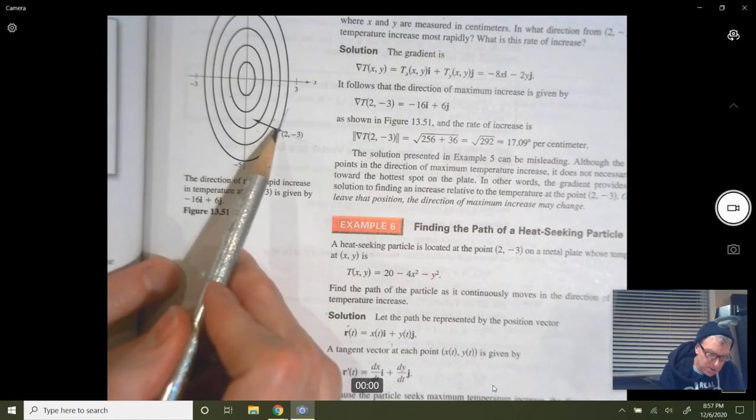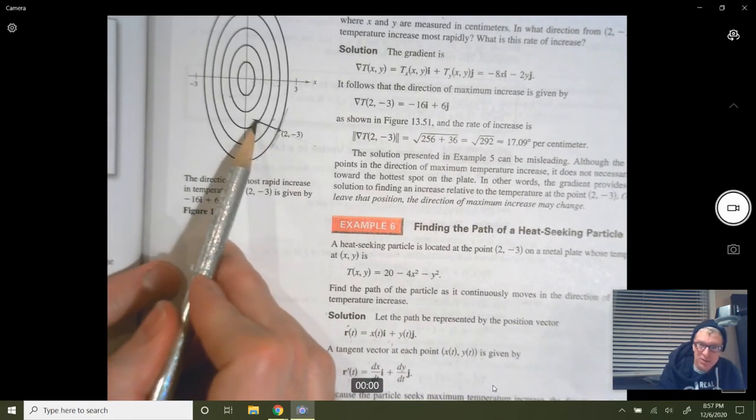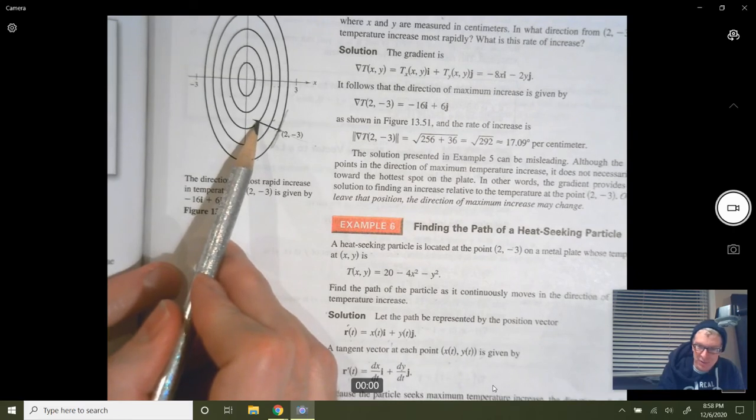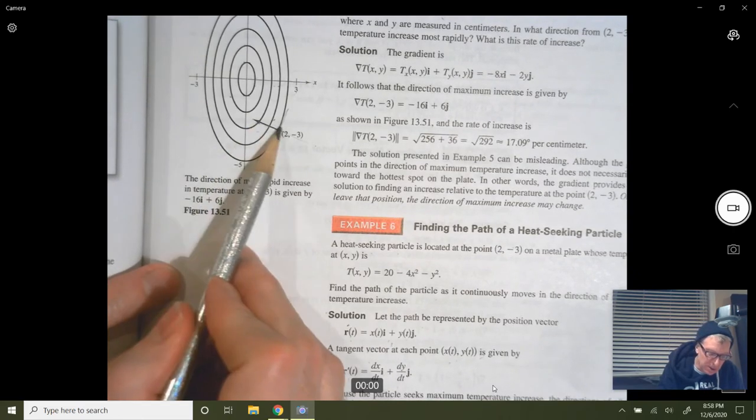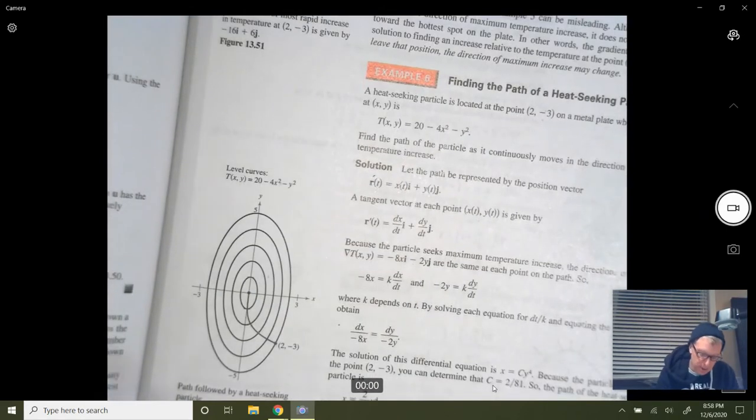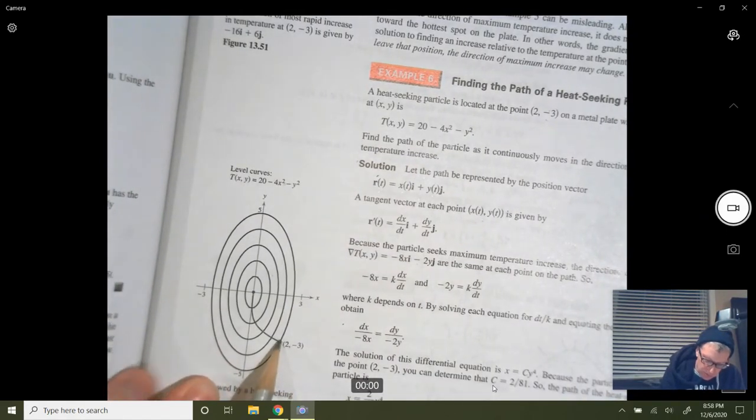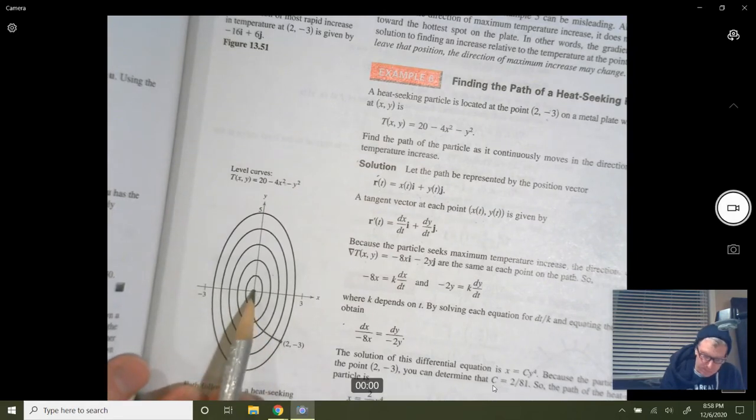So notice as you move here, once it gets to this curve, it's not perpendicular to that level curve anymore. So this is actually going to bend. If you look down here, I show a really good example. As you're moving closer, obviously you want to get to that hottest point, but you're going to travel always perpendicular to your level curve. So as you get to this level curve, it's going to bend a little bit.